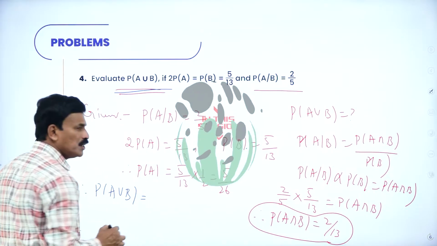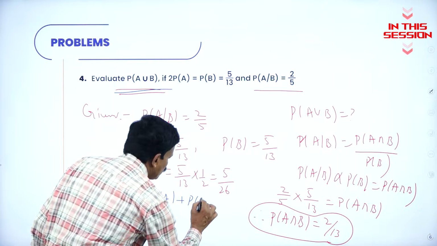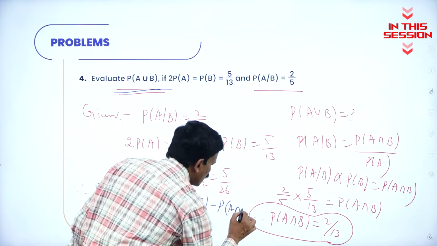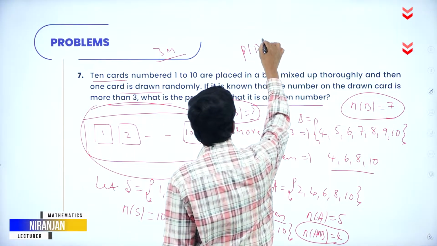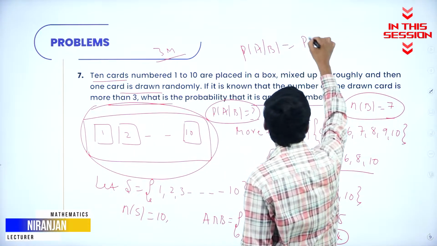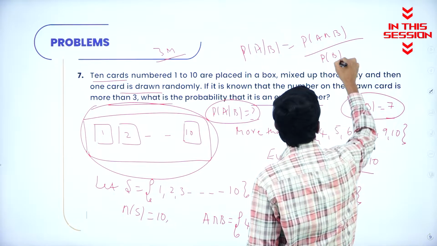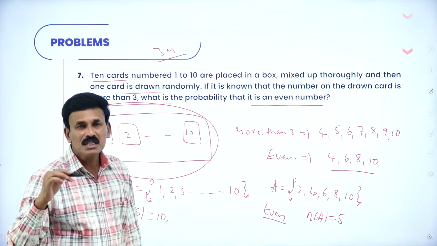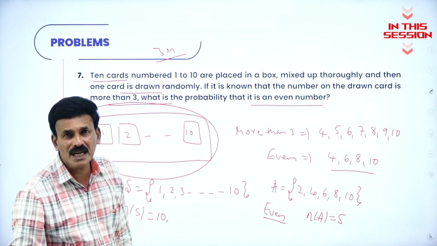Probability of A or B is equal to probability of A plus probability of B minus probability of A and B. Now what is the formula for probability of A by B? Probability of A intersection B divided by the probability of B. Now let us define another event B such that the number drawn on the card is more than 3.